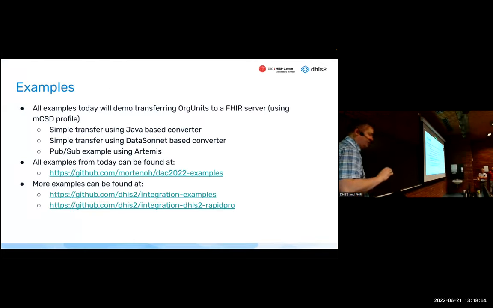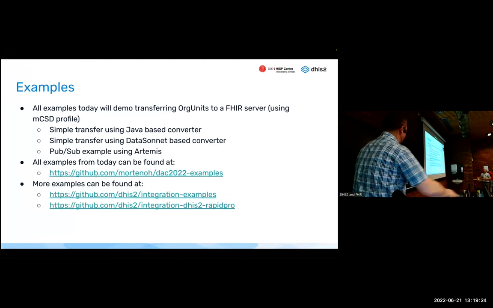As I said, we're going to focus on a profile that came out of the OpenHIE people called MCSD. Again, it's just a way of wrapping organization units into FHIR. It's a standardized version of doing that. In FHIR, you would normally create something called a profile, which puts constraints on resources.